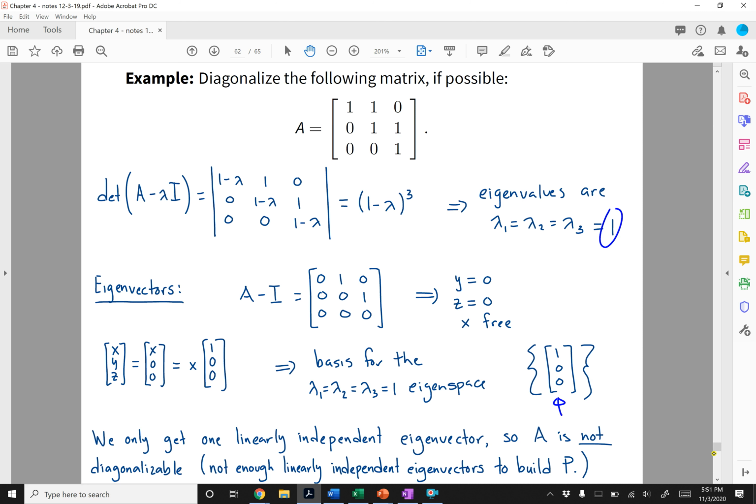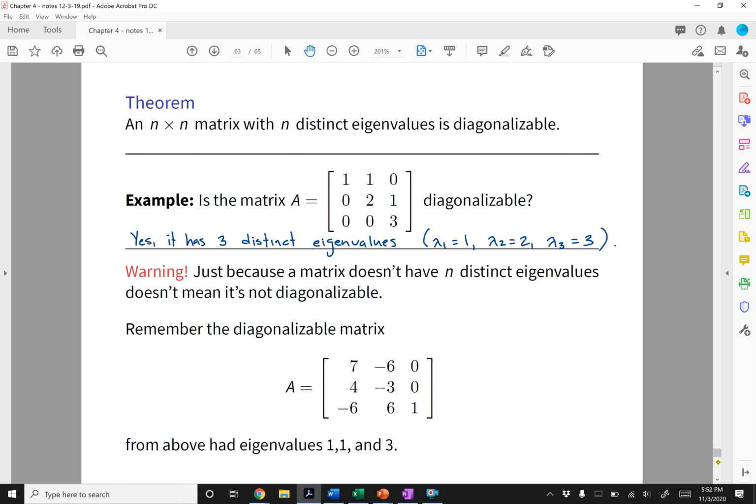Well, how can you build your P? Because this is a 3 by 3 matrix, we need another 3 by 3 with the diagonal, in our case all 1s because those are our eigenvalues, and with P inverse. But all 3 of these need to be eigenvectors, and we only have 1. What are we going to do? Well, that's the problem. We can't do anything. We cannot diagonalize this matrix. It looks simple, but we cannot do it.